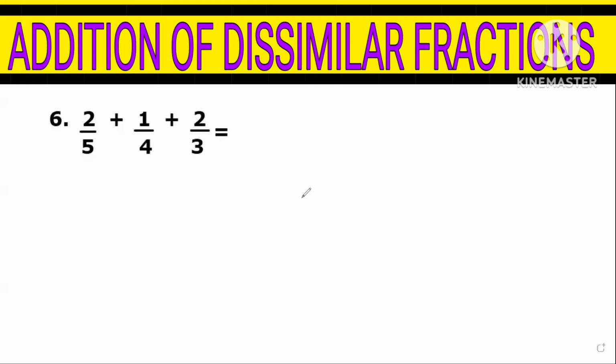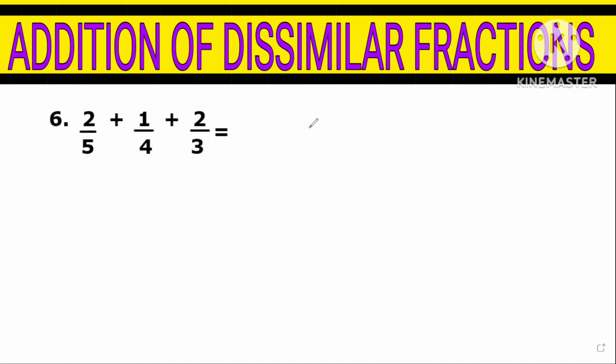So let's have the last number 6, 2/5 plus 1/4 plus 2/3. Now notice that the greatest denominator, which is 5, is neither divisible by 4 nor by 3. So we have to think of a number na mas malaki kay 5 na madidivide silang tatlo. Now, one of the easiest way of getting the LCM is by getting the product of the denominators, no? So, ano ba ang product nito? We have 5 times 4 is 20, times 3 is 60.